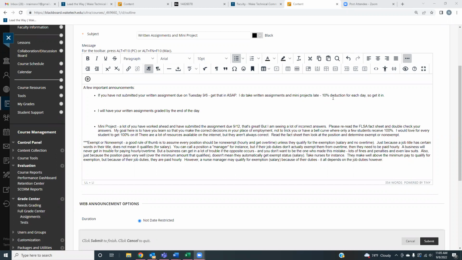And so what I'd like for you to do is please reread the FLSA fact sheet and double check your answers. My goal here is not necessarily to try to trick you or only have some of my students get 100% on this. I think it's really important, especially when it comes to exempt and non-exempt, for everyone to get 100% on this assignment. Why?